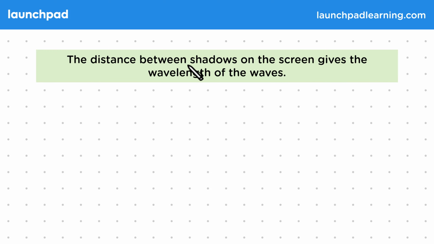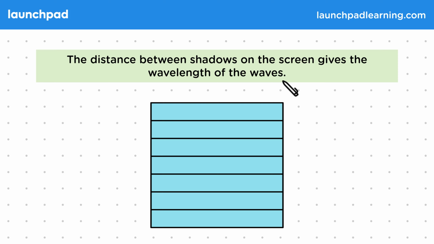Well, the distance between shadows on the screen gives the wavelength of the waves. Here's a diagram showing the ripple tank from above, with these lines representing shadows created by the peaks of the waves. Remember that the wavelength is a distance between two equivalent points on the wave, such as two peaks. So we can calculate the wavelength as the distance between two of these shadows. However, to get a more accurate result, we'll measure between multiple shadows. This helps to make our measurement more accurate.